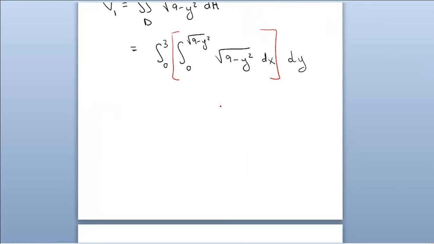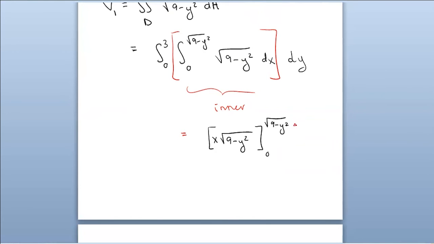So let's go ahead and evaluate our inner integral. And look how nice this is going to be. We are integrating with respect to x, so y is just held constant. And so the square root of 9 minus y squared is just a constant. And so I just get x square root of 9 minus y squared, evaluated from 0 to the square root of 9 minus y squared.